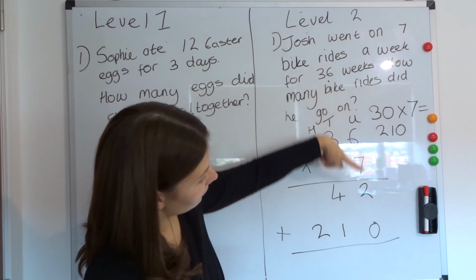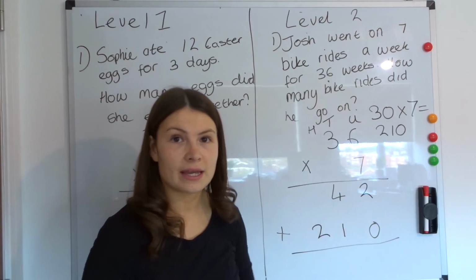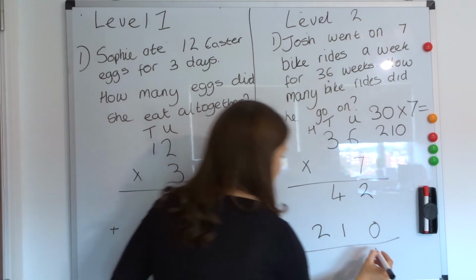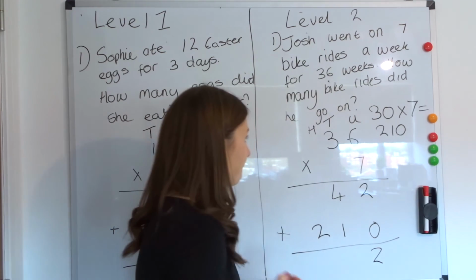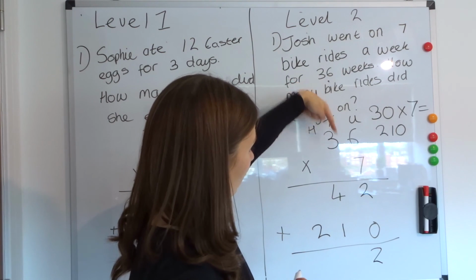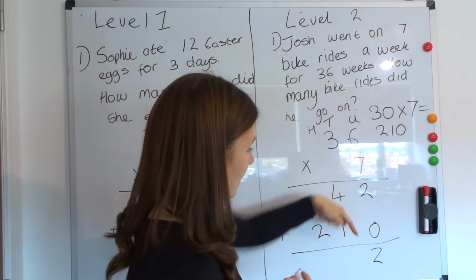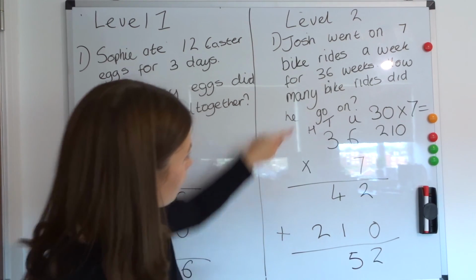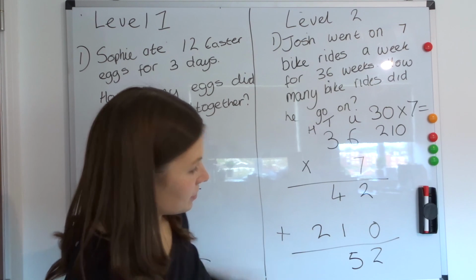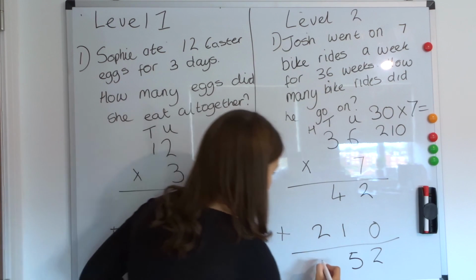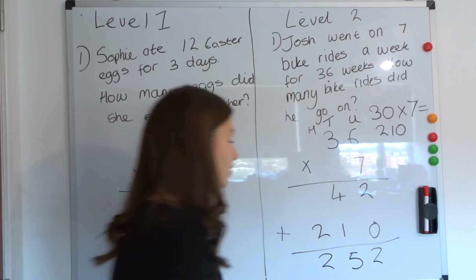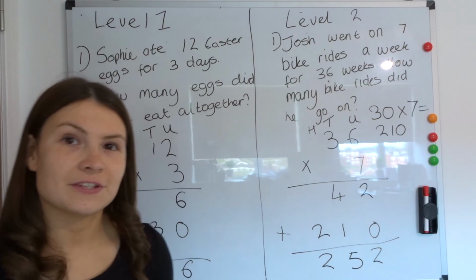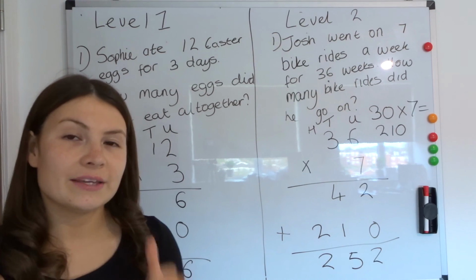So units column first. 2 add 0 is 2, fantastic. Then we need to go to our tens column. So 4 add 1 or 40 add 10 is 50 or 5. Good. Hundreds column, nothing add 2 is 2. So your answer is 252. Big well done if you got either of them correct.